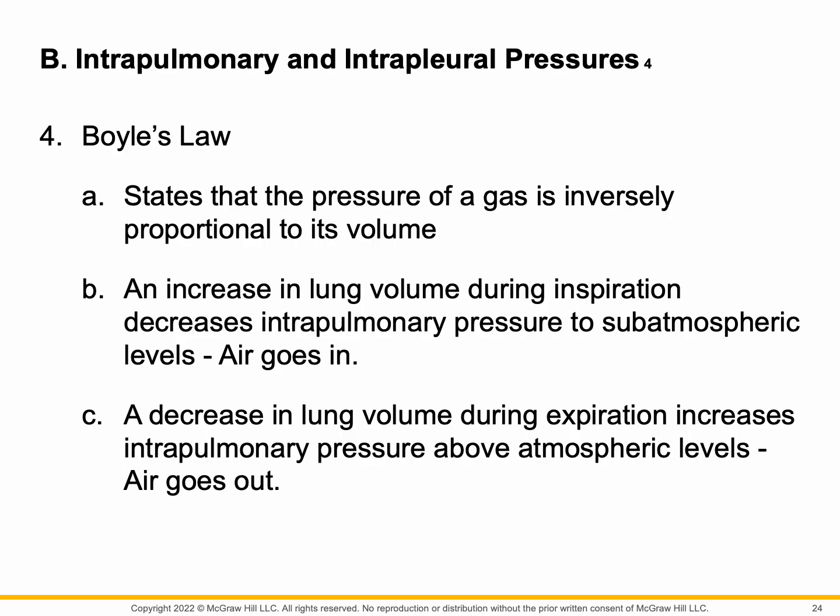As it applies to expiration or exhaling, the diaphragm and the intercostal muscles relax, reducing thoracic cavity volume. And as the volume decreases, the intrapulmonary pressure increases above atmospheric pressure. This pressure difference would push the air out of the lungs.